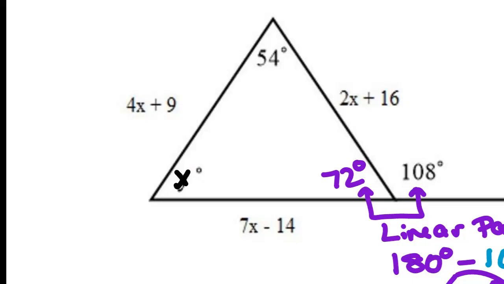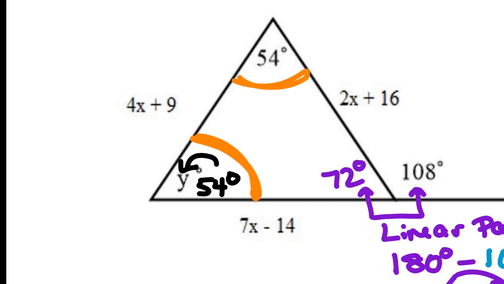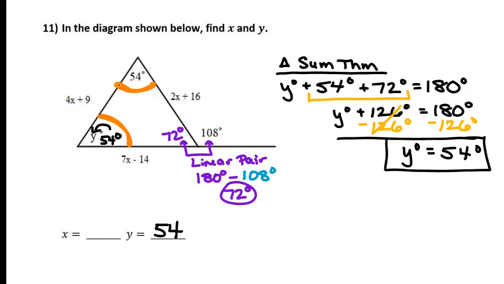This, I don't need to mark that out, I suppose. This is 54 degrees right here. Do I have more than one angle that is the same size? Yes, y is the same size as my top angle, which means this is what kind of triangle? If I have two angles that are the same size, it's an isosceles triangle.